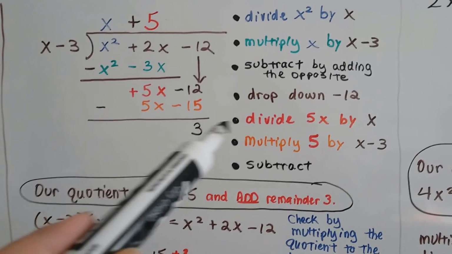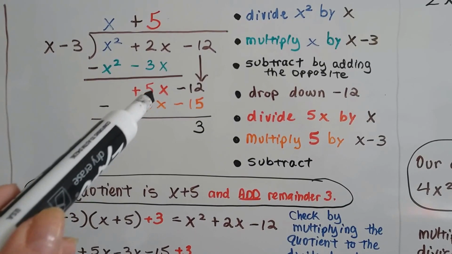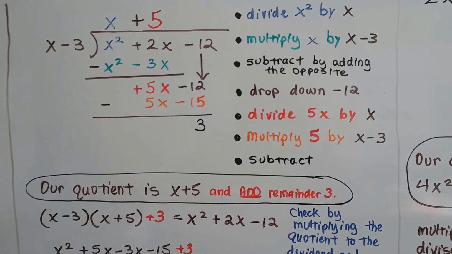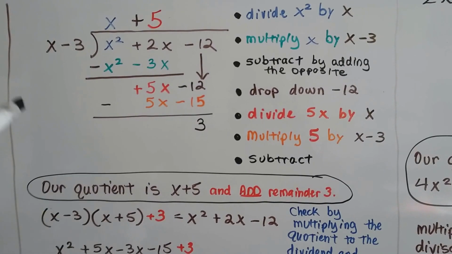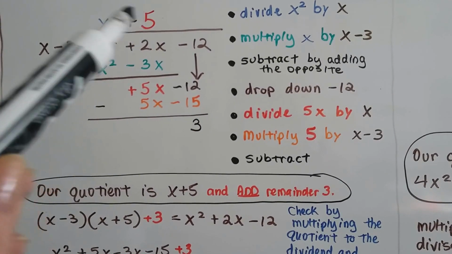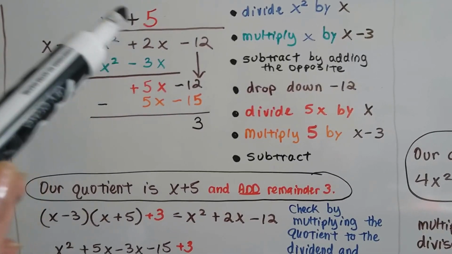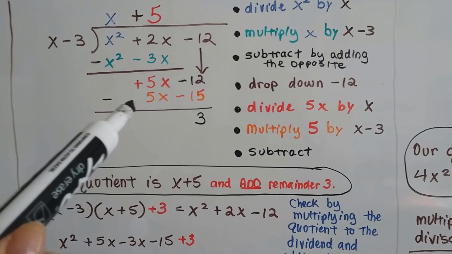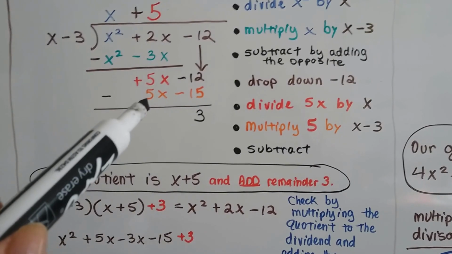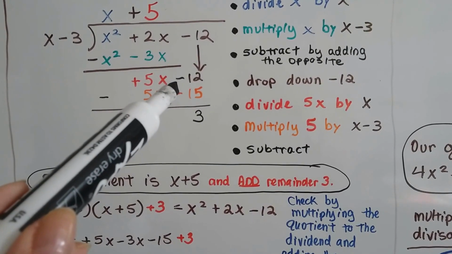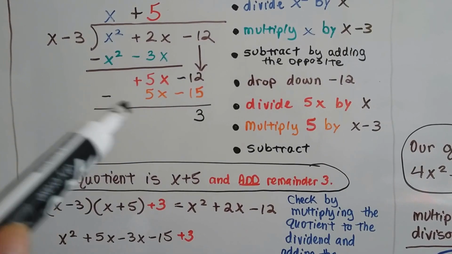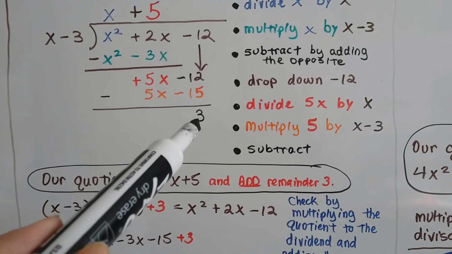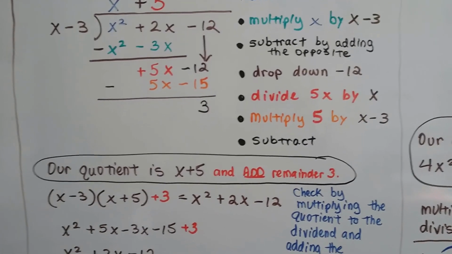Now, we divide this 5x by this first term x. X goes into 5x 5 times. Now we multiply this 5 times the x minus 3, and we get 5x minus 15. And we write it here. Now we subtract 5x, take away 5x is 0, and a negative 12. Remember, we're going to add the opposite, plus a 15 gives us a positive 3. So we have a remainder of 3.